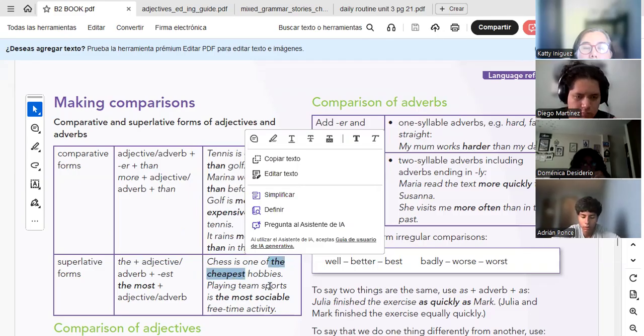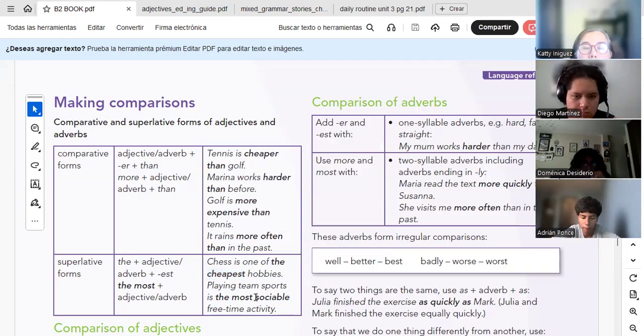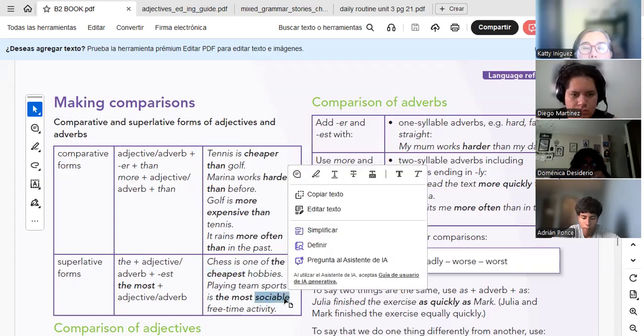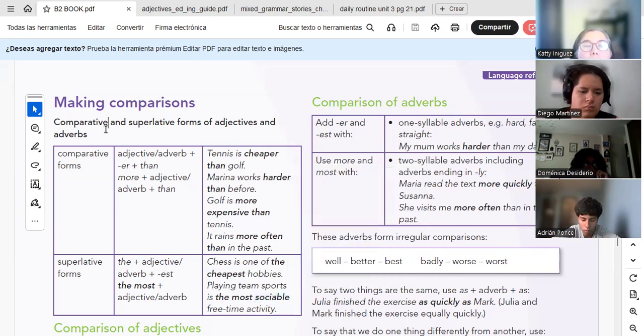So notice, sociable is two syllables. That's why we use the most instead of -est. So far, do you have any question about this? It's supposed to be a review, but if you have any question, let me know, okay? Okay, great. So anyway, I'm going to send you a screenshot of this, okay? So keep it in mind.